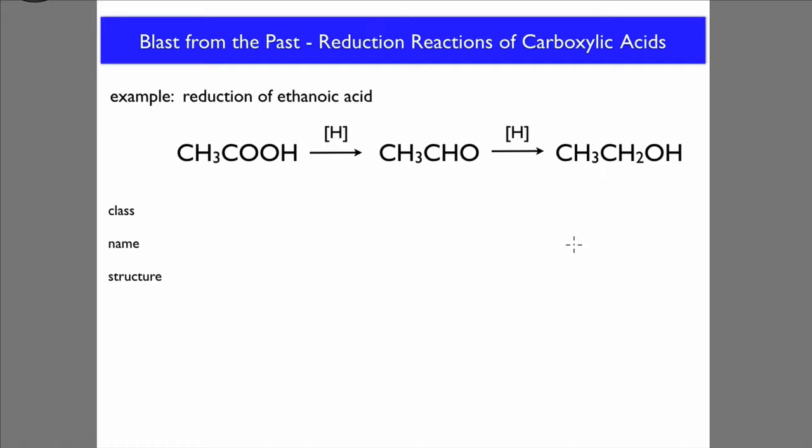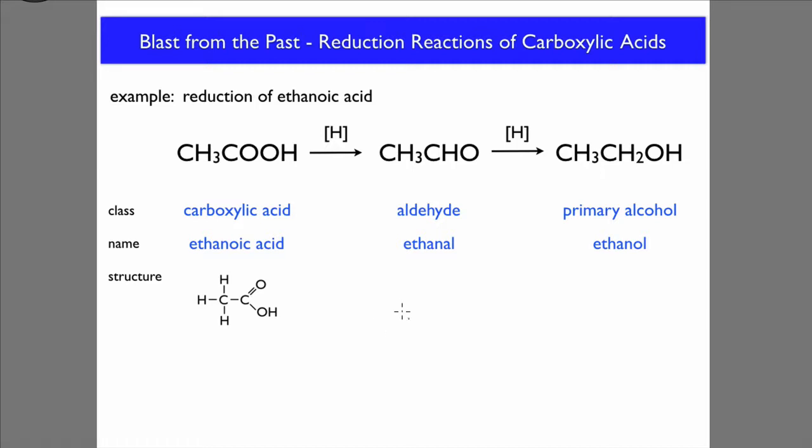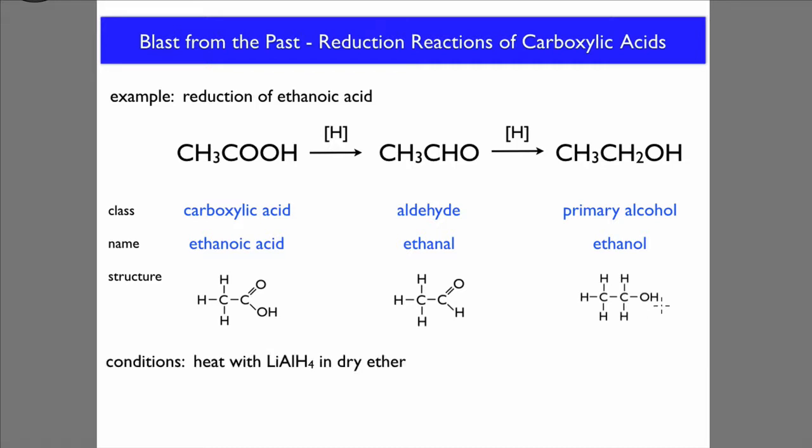Let's have a look at this a bit closer. We've got the carboxylic acid there going to an aldehyde to a primary alcohol. You've got ethanoic acid being reduced to ethanal, being further reduced to ethanol. Let's look at the structures. You've got the carboxylic acid group here being reduced to the aldehyde group, and then we've got an alcohol here. And like I said, we've got the lithium aluminium hydride, and it's got to be in dry ether, anhydrous conditions. You don't want any water there, or it won't work.